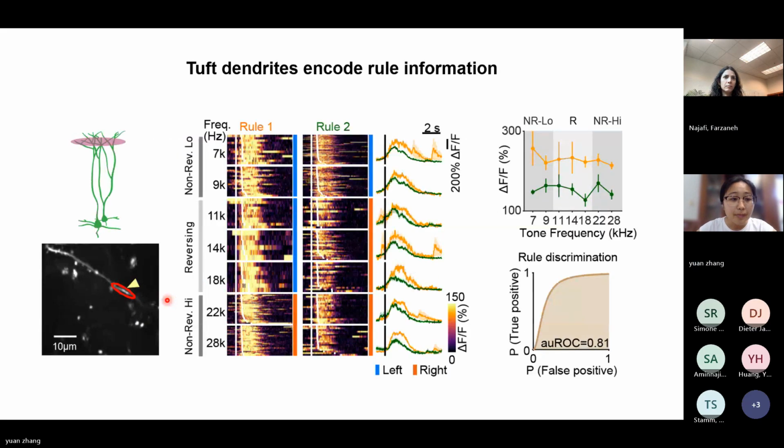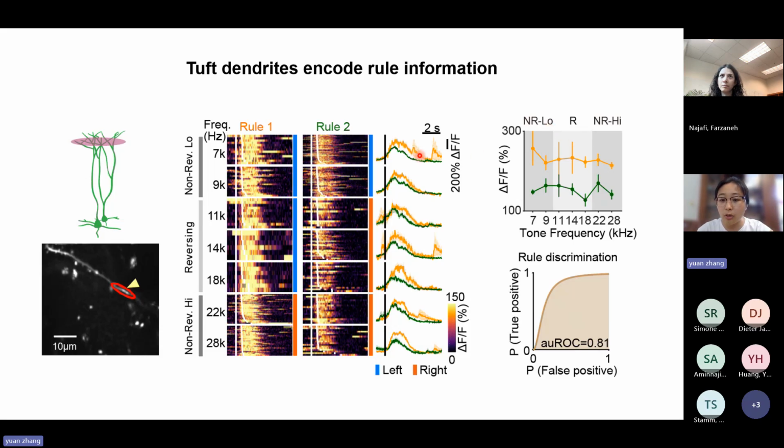So this is an example field, an example tuft field. This is the estimated depth in the dendrites. For each session, we fixed our imaging in one plane, in one depth. So this is an example ROI in the tuft field. Here each line is a trial, and the color means the intensity of the calcium activity. The correct trials of a session were separated by different frequencies and different rules, and the traces were averaged by each frequency and each rule.